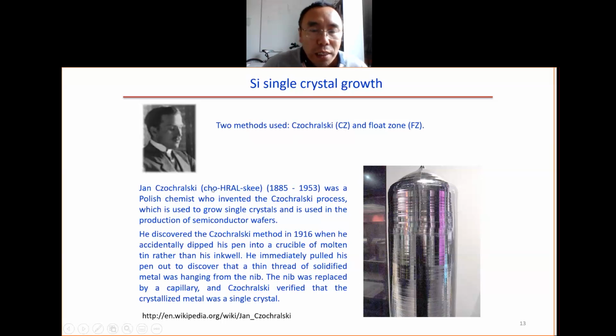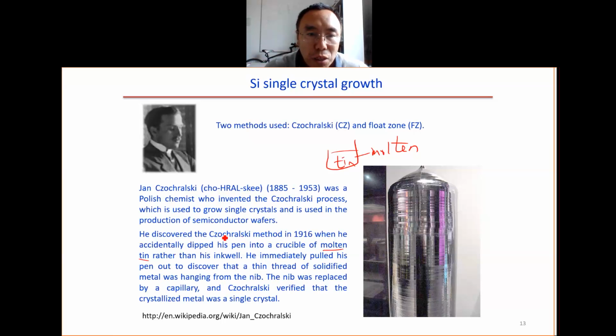The CZ method was discovered by Czochralski in 1916. He was a Polish chemist. We know that tin can be easily melted, so he had a molten tin.